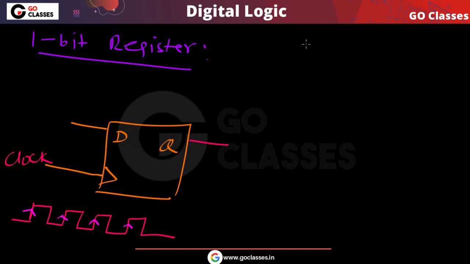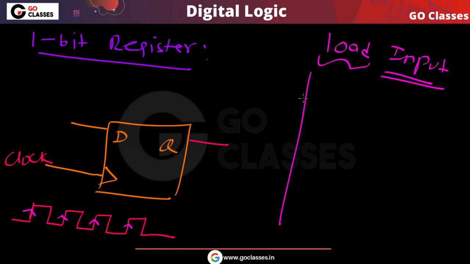Now we need something called a load input. So what we are going to do is put one more input, that is the load input. But how to put it? This is very simple. We can use a multiplexer, because remember, we want this functionality. Just focus on this functionality.